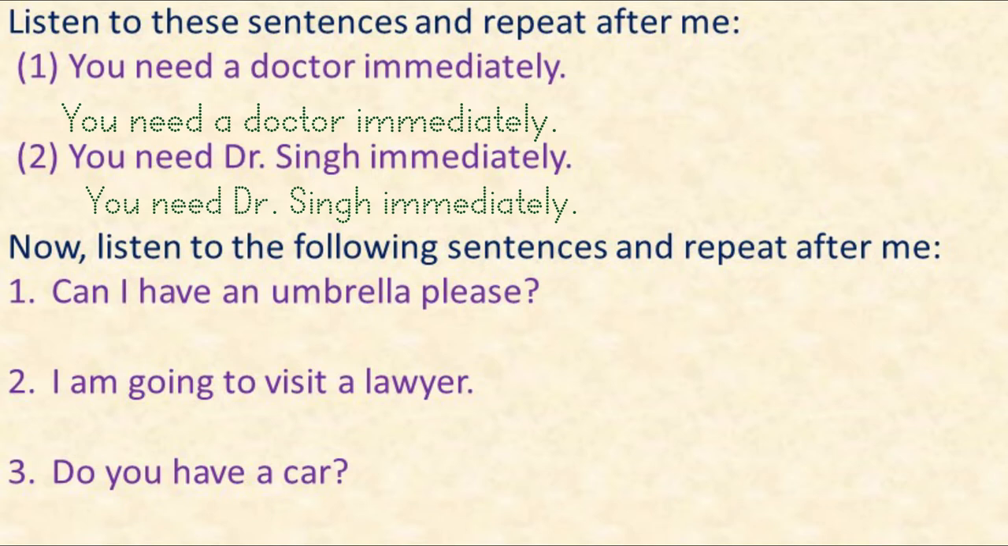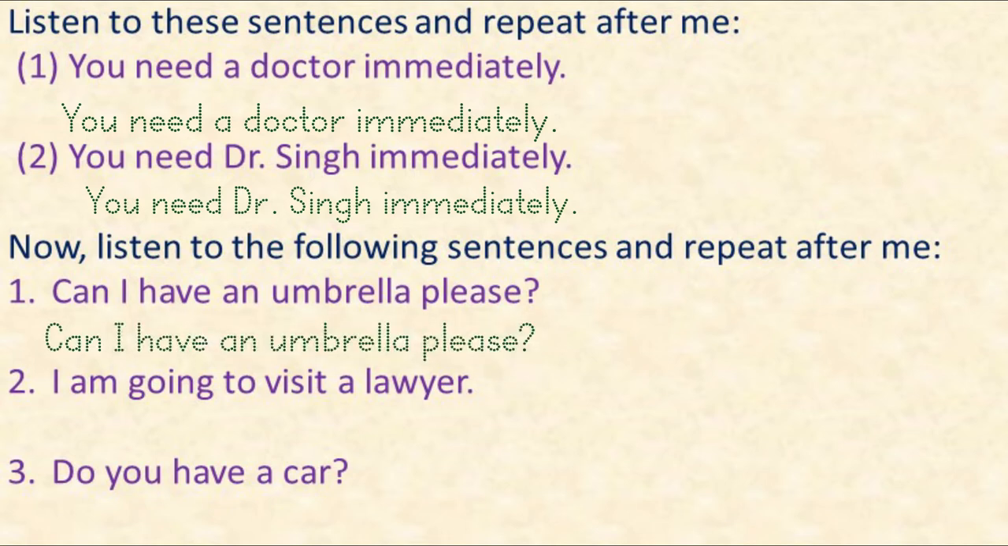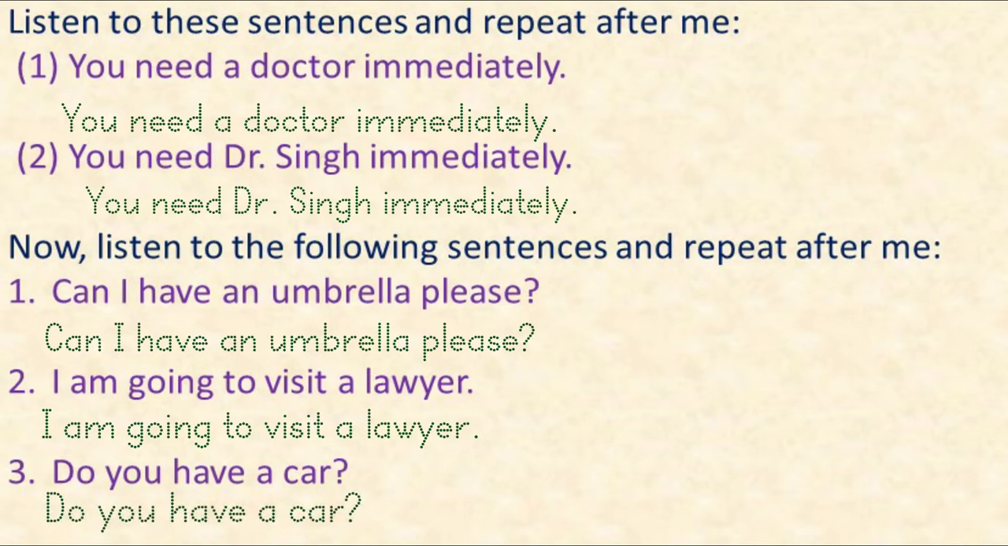Now, listen to the following sentences and repeat after me. Can I have an umbrella, please? I am going to visit a lawyer. Do you have a car? In the above sentences, a and an are used before common nouns, umbrella, lawyer, and car. They are not referring to any particular person or thing.